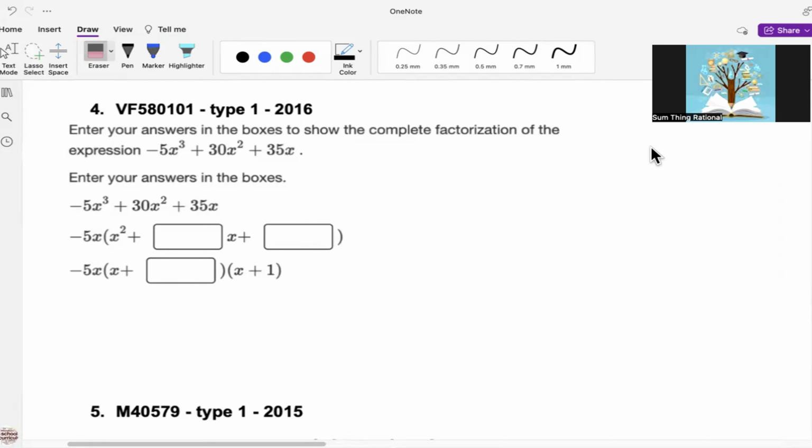So we have been solving operations on polynomials. One of the questions is here. Feel free to pause the video. You can try it by yourself first. Okay, here in this question, it says that we need to factor this whole expression. This is a cubic expression.